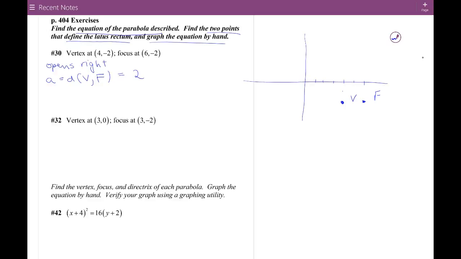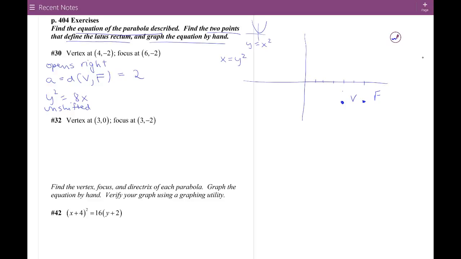So a is 2. So my equation would be, let's see, this is my home base, y equals x squared. So this one's going to be x equals y squared, basically. Well, now I know that y squared equals 4a x, which is 8x. And because there's no negatives, that's going to open to the right. So this is unshifted. This would be if the vertex was at the origin.